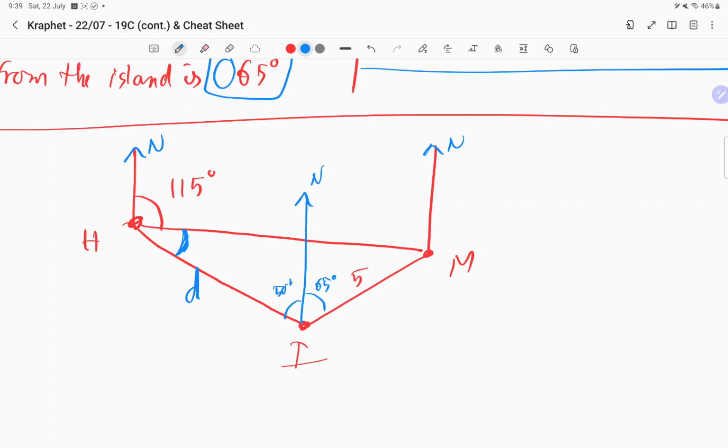Just think about it. Remember, in bearing questions, you always think about parallel lines. What are the parallel lines? All the north lines are parallel. Okay, I think I know. So the angle H is going to be 15 degrees. Yes, that's right. How did you get that?